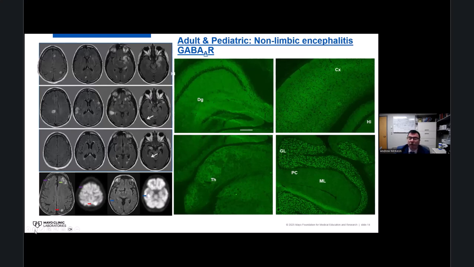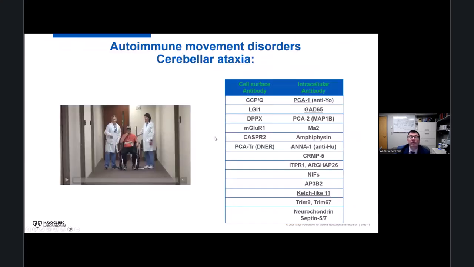So the findings can look somewhat like ADEM, where you have multifocal large brain lesions, but we don't tend to see post-gadolinium enhancement in these patients, unlike MOGAD or other ADEM-like disorders, and we don't see brainstem or spinal cord involvement in this either. But there can be some changes on the MRI that could be clues to GABA-A receptor encephalitis.